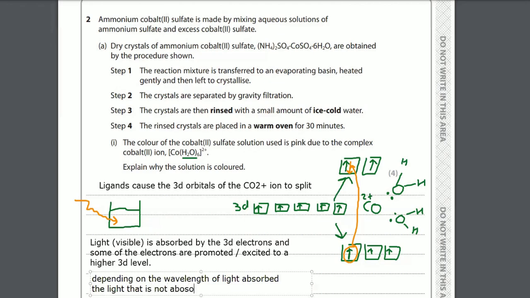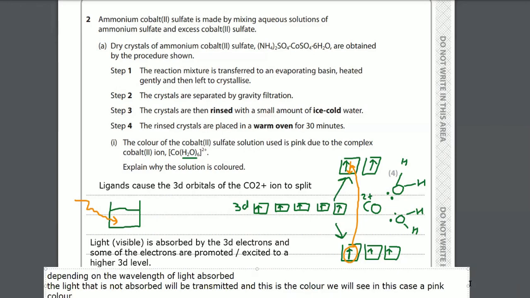So your 4 marks here are really for saying ligand splitting, and then for saying light is absorbed by electrons. That's the second mark. Then the third mark is to say those electrons are promoted or excited, or they jump to a higher 3D orbital, not level, because the whole thing is on the same level. So they go to a higher orbital, and then depending on the wavelength of light absorbed, we see the complementary wavelengths of light transmitted or reflected, and this is what gives the cobalt ions the pink color.